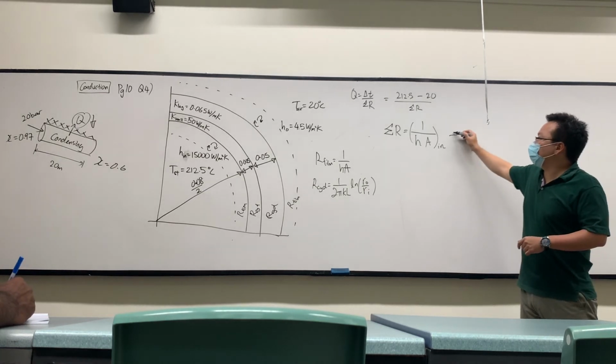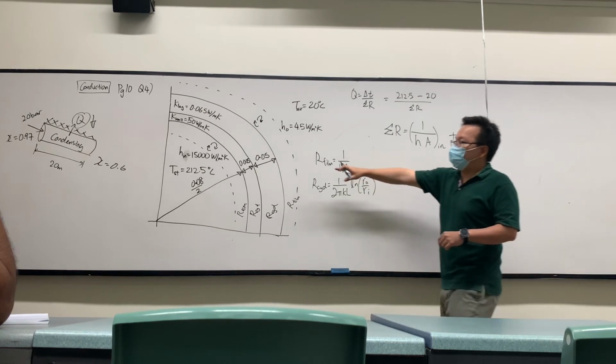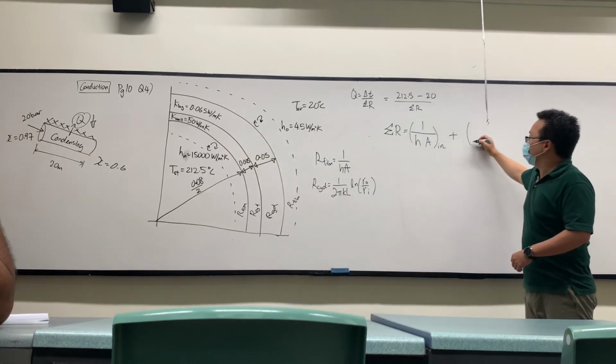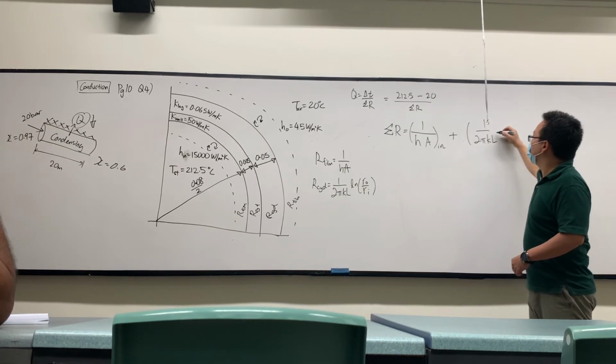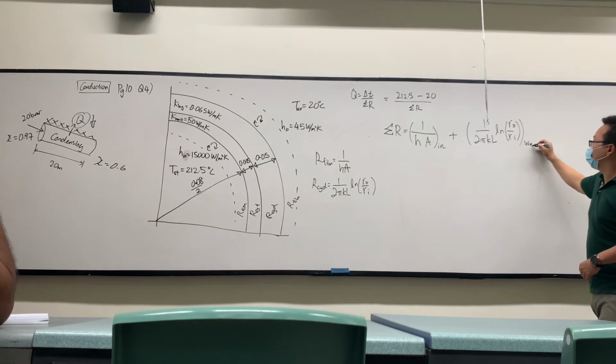Plus. What's the next layer? R cylinder, for the wall. So your next one is 1 over 2 pi KL ln RO over RI, which I'll tell you what it is later. Wall.